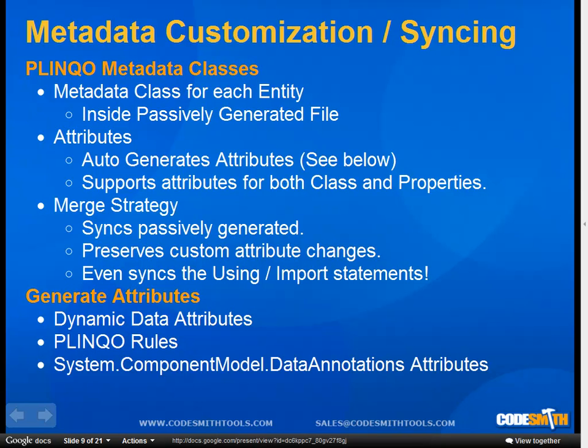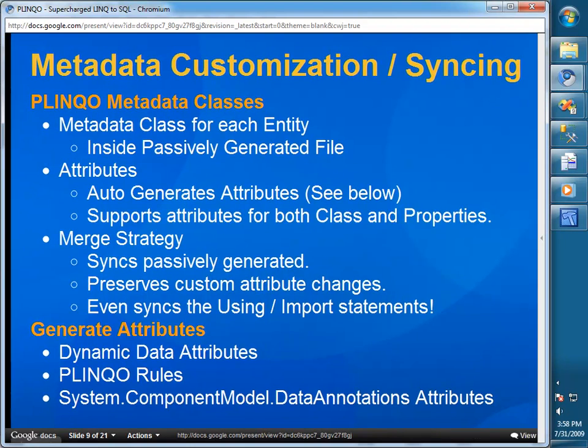Before we look at it, Plinqo is configured to set up a lot of attributes right out of the box. Now, we saw when we opened up that actually generated file a moment ago, we saw a bunch of attributes. But even on the passive side, they're going to give you attributes by default. It's going to give you dynamic data attributes. It's going to add Plinqo rules attributes, which Plinqo has a great rules engine built in. We're going to talk about that more a little later. It's even going to add data annotation attributes, which are used by a lot of different things. So let's go take a look at a metadata class.